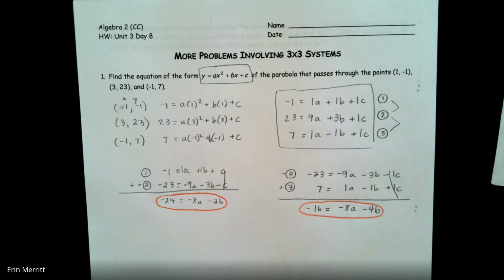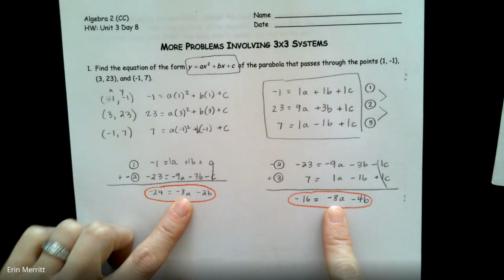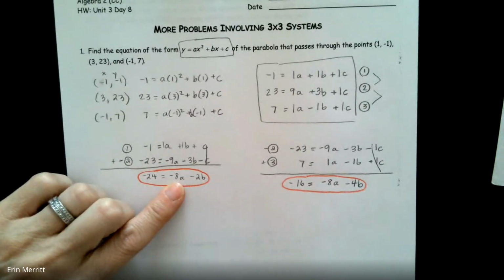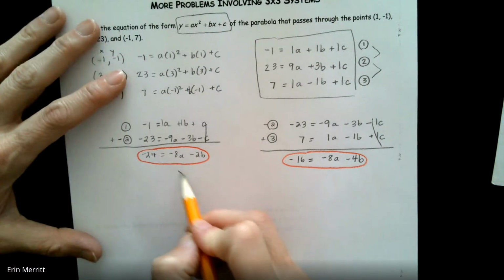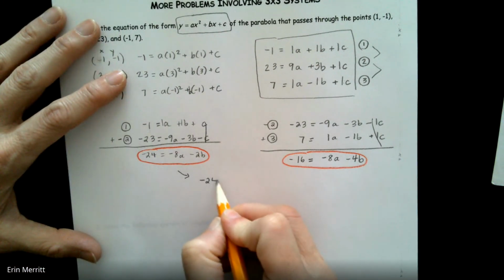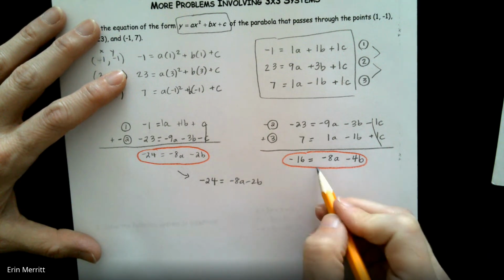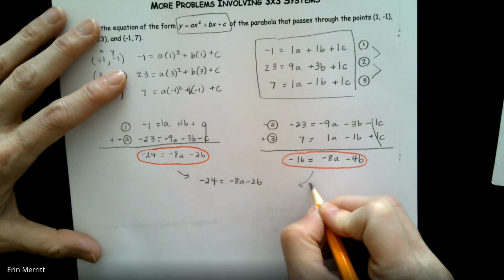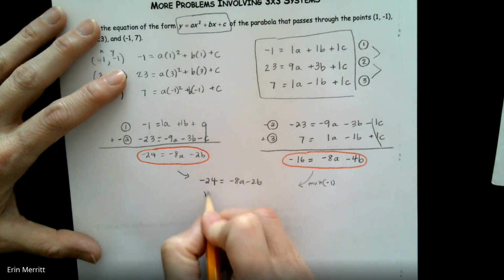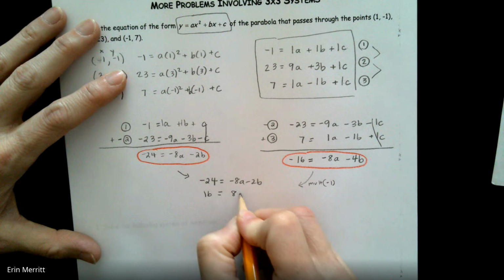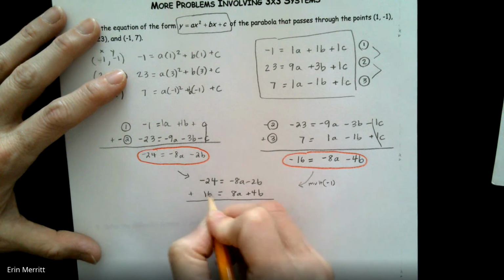What's nice about what I've got going on here is that I have a -8a and another -8a. I'm just going to flip one of those so that I get one as +8a and keep the other one negative. So I'm going to leave this one alone. So -24 equals -8a minus 2b. And as I bring this one down, I'm going to multiply it by -1. So that'll make it +16, +8a, +4b. Let's add those together.